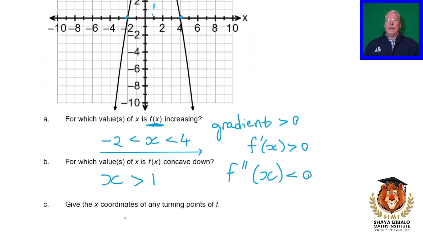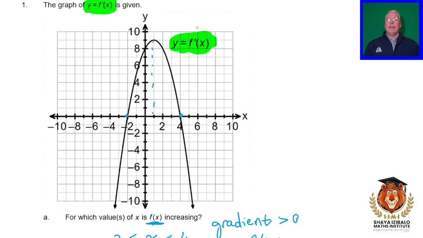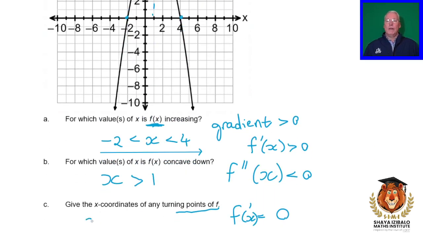Then it says, what are the x coordinates of the turning points? Well, at the turning points, what do we know about the gradient? The gradient is 0. Okay, f dashed of x equals 0. And we can see, here's the graph of f dashed of x. It equals 0 at 2 and at 4. x equals 2 and 4. And there's the answer to that one.